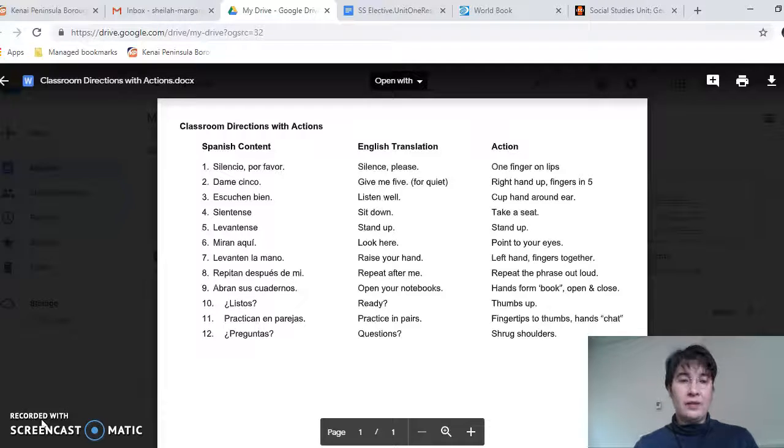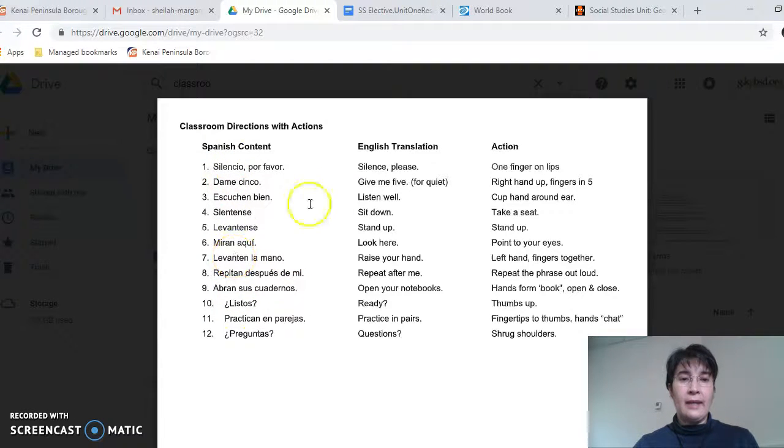So in the columns, you'll see you've got the Spanish here in the first column, the Spanish content, and then in your second column, you have the English translation. For many people, being able to associate new content with an action helps their brain to kind of hang on to that information. And so the action that might go along with that particular Spanish content is in your third column, and that might be useful to you.